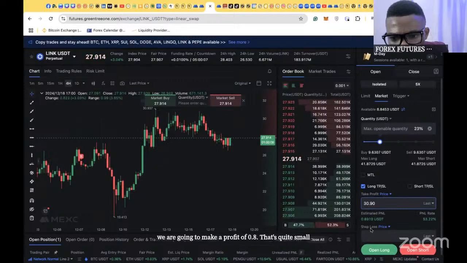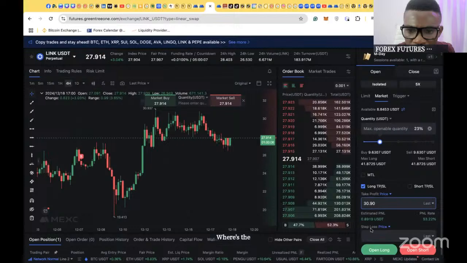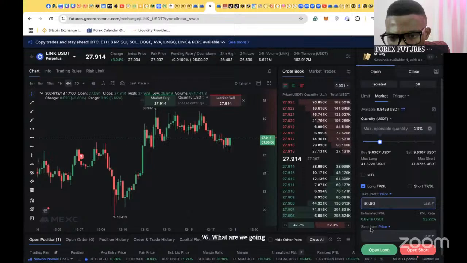What is the stop loss now? The stop loss is going to be 25.96. What are we going to lose? 0.5. That's quite small. So we need to go and increase this quantity. Let me raise this quantity.